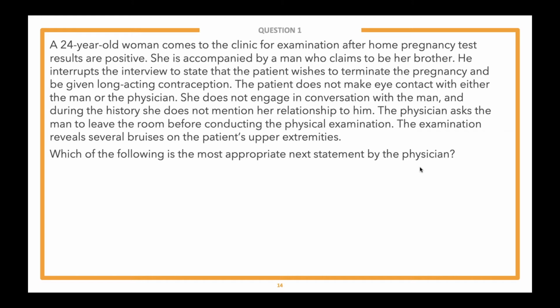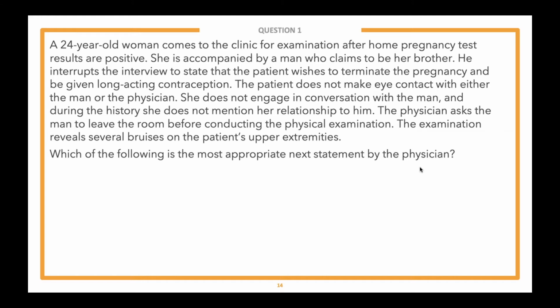A 24-year-old woman comes to the clinic for examination after her home pregnancy results are positive. She is accompanied by a man who claims to be her brother. He interrupts the interview to state that the patient wishes to terminate the pregnancy and be given long-acting contraception. The patient does not make eye contact with either the man or the physician. She does not engage in conversation with the man. In the history, she does not mention her relationship to him.